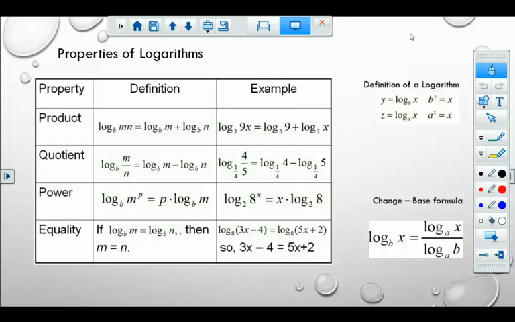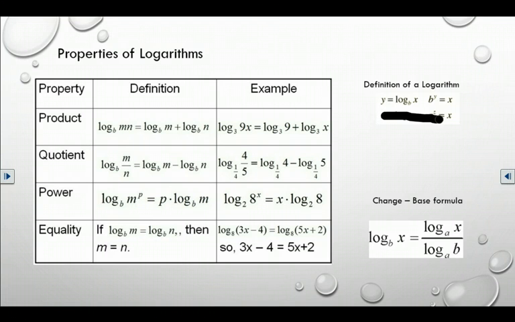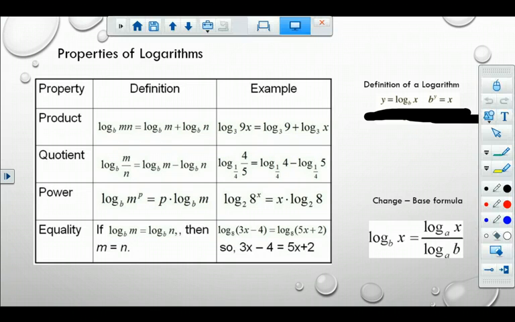You don't need the z. You can just copy down the top one. So if you wanted to mark this out, that's no big deal. Just copy the top one. And the change base formula. Yeah, product, quotient, power rule, and then definition of logarithm and change base.